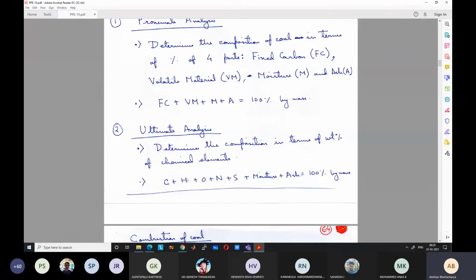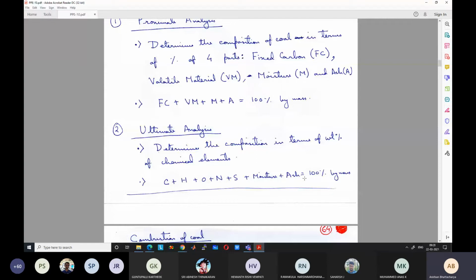Some amount of oxygen is also present, some nitrogen, and a small amount of sulfur. So these are the elements in coal: carbon, hydrogen, oxygen, nitrogen, sulfur. Apart from this, some water, or moisture, is present. If the coal is of very high quality, very little moisture will be there. If the coal is of very low quality, a large amount of moisture will be there.